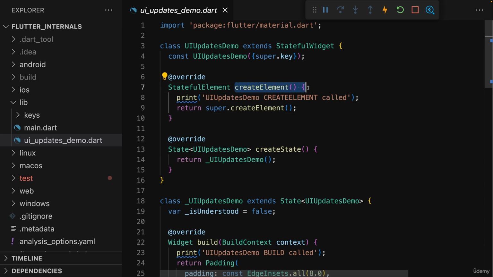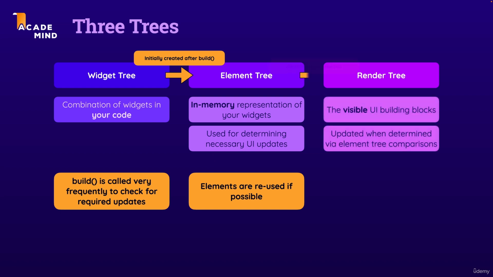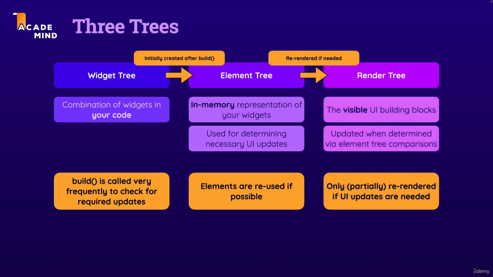And Flutter calls this method to create the element for this widget. And that of course would be the element connected to your widget object. And it would be this element that would be used in conjunction with all the other widget elements that make up your apps to determine when the render tree must be updated and which partial UI updates might be required.